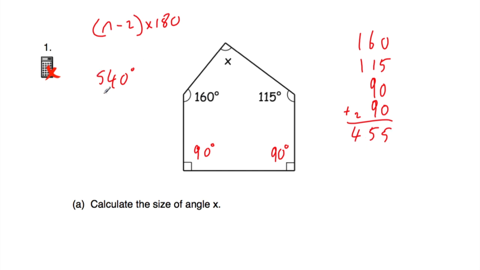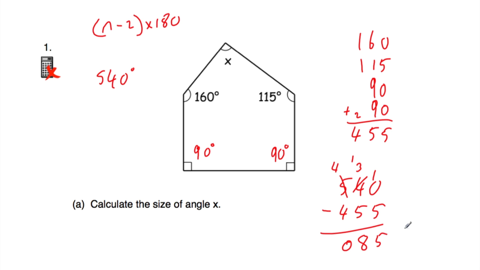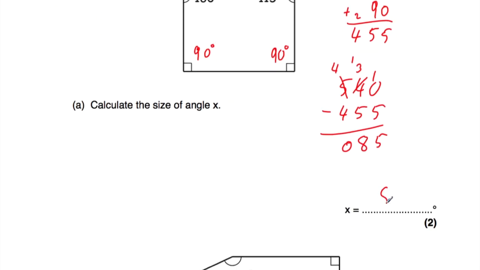So if we take those away from 540, that's the size of this angle. So 540 take away 455 degrees. When we do that, 0 take away 5 we can't do, so let's borrow. So that's a 3 and now a 10. 10 take away 5 is 5. 3 take away 5, again, we're going to need to borrow. So cross off the 5, that's now 4, and that's 13. 13 take away 5 is 8, and 4 take away 4 is 0. So that means the size of this angle is 85 degrees. So let's write that down, 85 degrees.